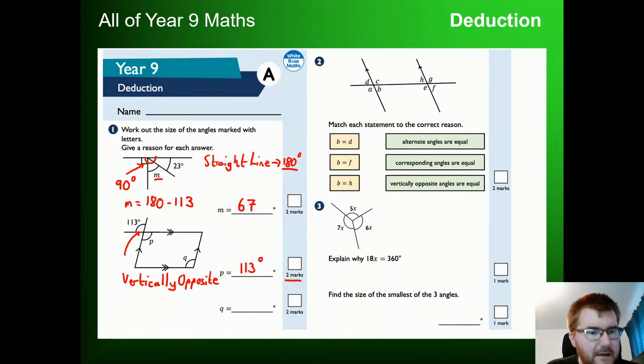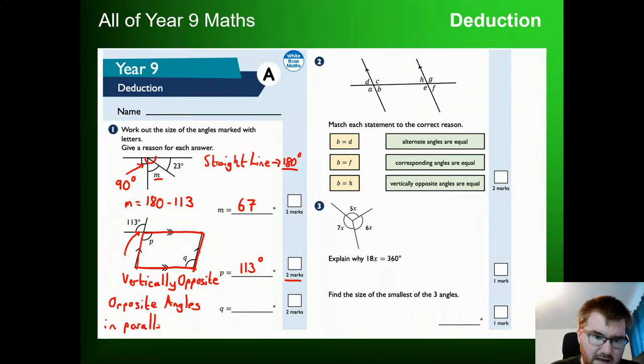And now let's look at P and Q. Notice the shape that we have here, so I draw a line around it, is a parallelogram. And one fact you need to know about parallelograms is that opposite angles are equal. So opposite angles in a parallelogram, just going to write that in, are equal. And they look equal as well. Always use that as a rough guide to help you with these kind of angle problems. And so Q is also equal to 113 degrees.